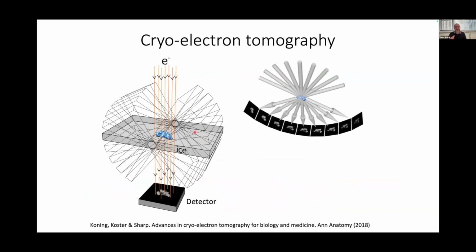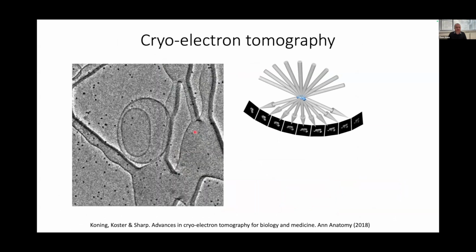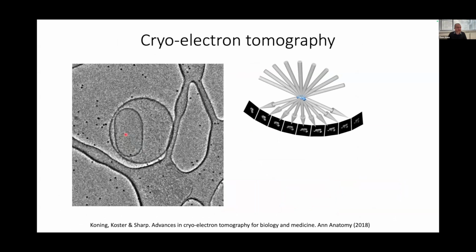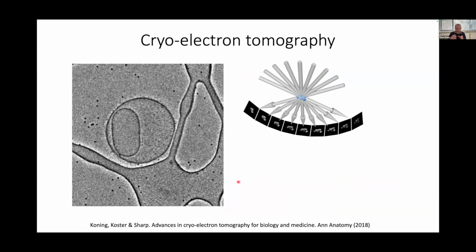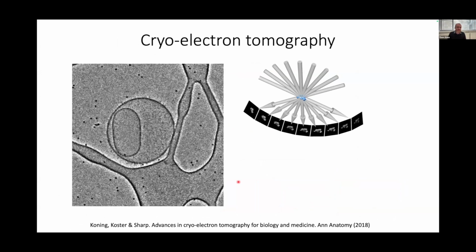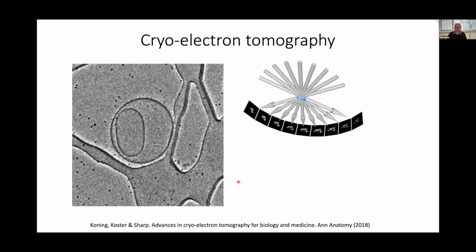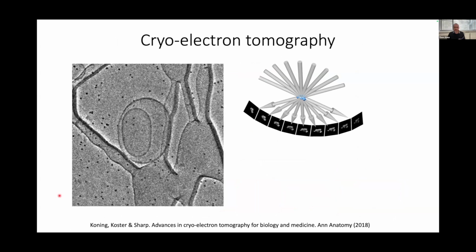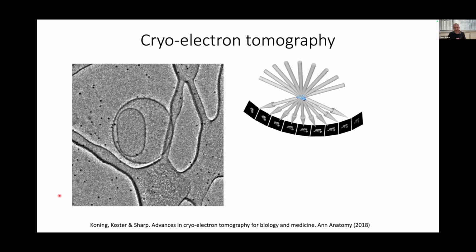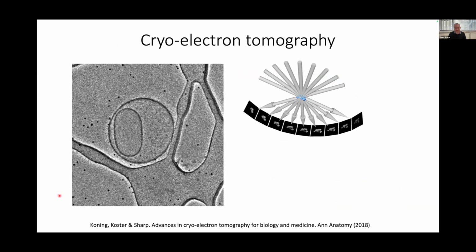And this gives us a series of tilt images. So here's one such tilt image. This is a liposome, a kind of mini cell mimetic, if you will. It's about 100 nanometers across, embedded in vitreous ice, and the whole thing is suspended between these dark carbon threads. Now, all these little black dots are gold beads that we can track with very high precision to give us a high resolution alignment of the tilt series.